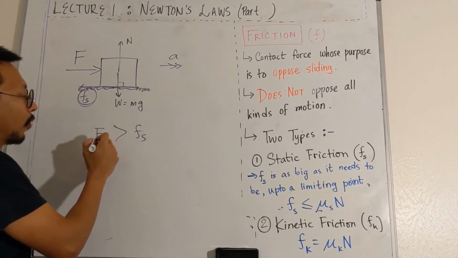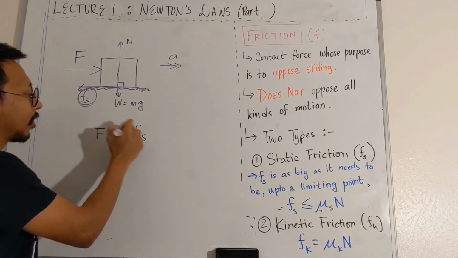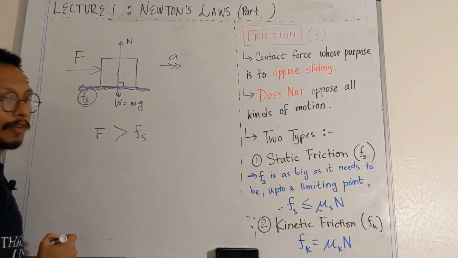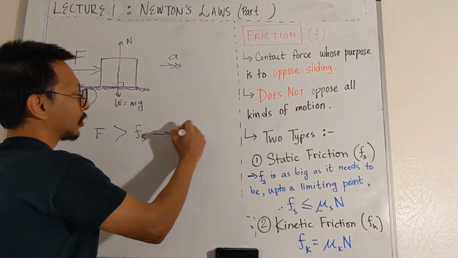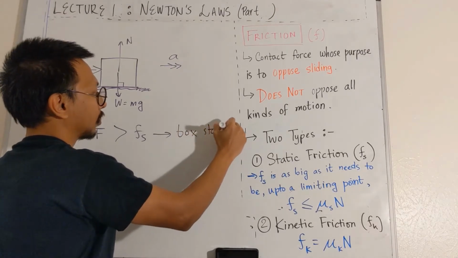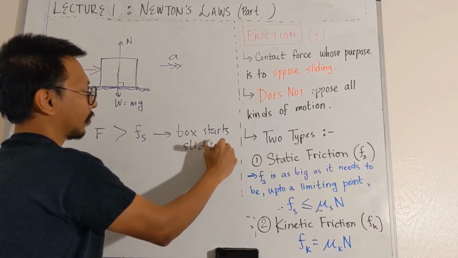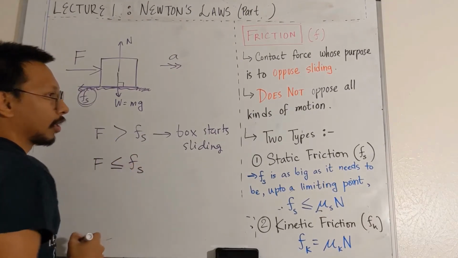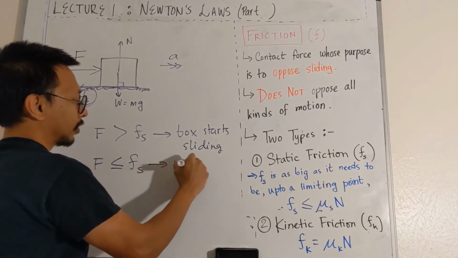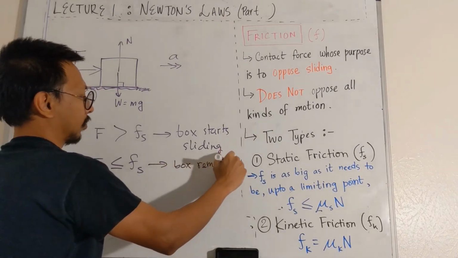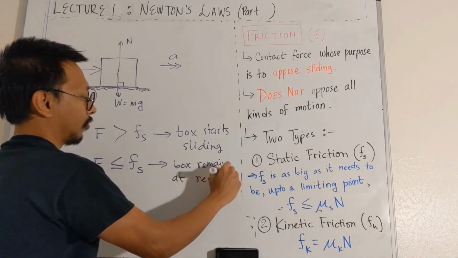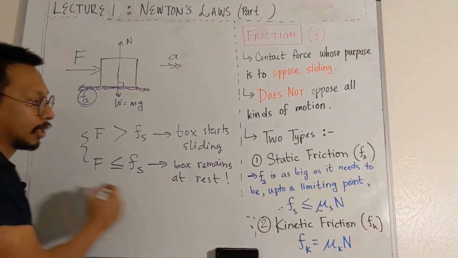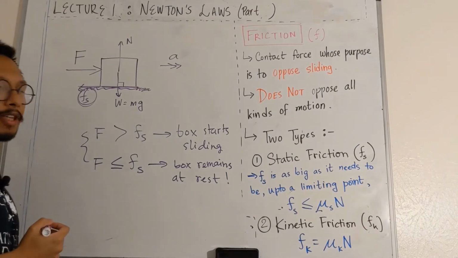All right, so at any point when F becomes larger than Fs, your exerted force becomes larger than the static friction, then the box starts sliding. But before that, when F is less than or equal to the static friction, the box remains at rest. All right, so this is why, because of the existence of these limits, static friction is defined as a limiting condition.